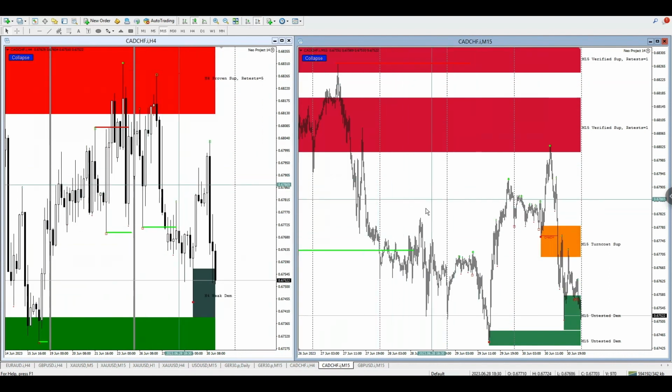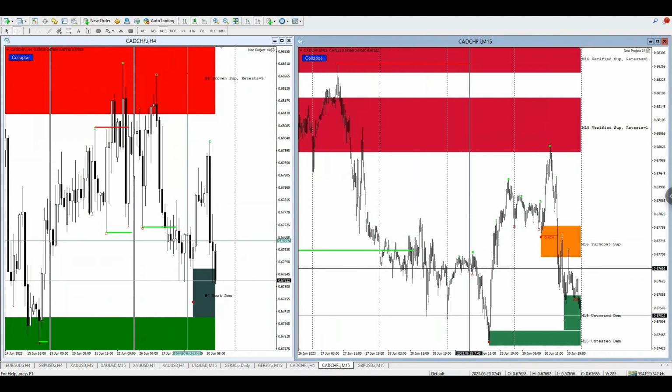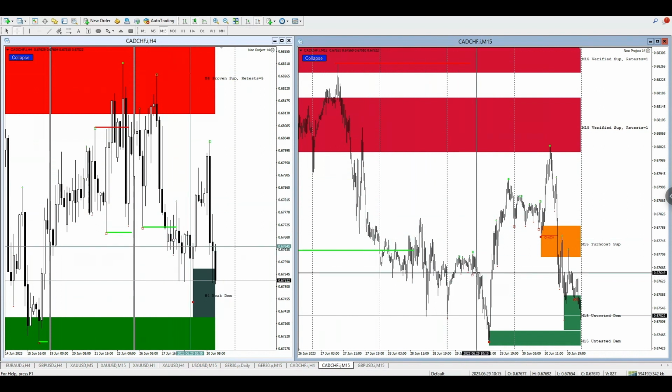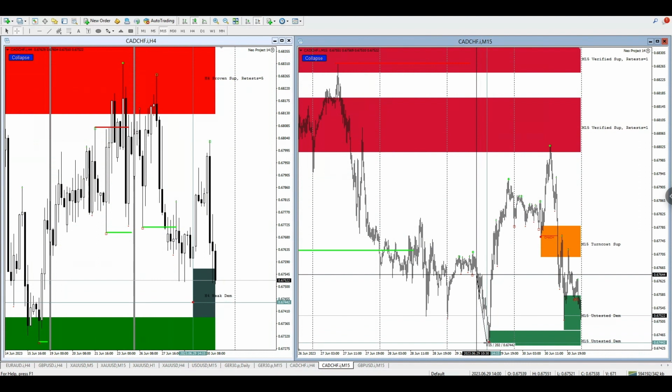So CAD CHF is another one here. We had a 4-hour break of structure over here, and then we had a possible sell trade right here. You can see the little squares there, and we had a break of structure on the 15-minute chart for about 20 pips. Now that's not the best move, but this is CAD CHF. It doesn't have a lot of pips.